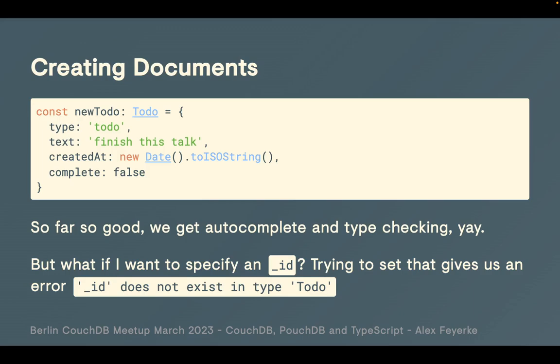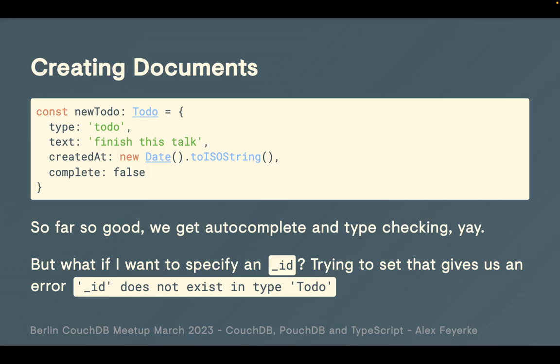But what if we have meaningful IDs in our documents, and I want to specify an ID? If I try to set that here, it would give us an _id error. It doesn't exist in type to-do. All right, that's strictly speaking true. It doesn't, so what do we do?